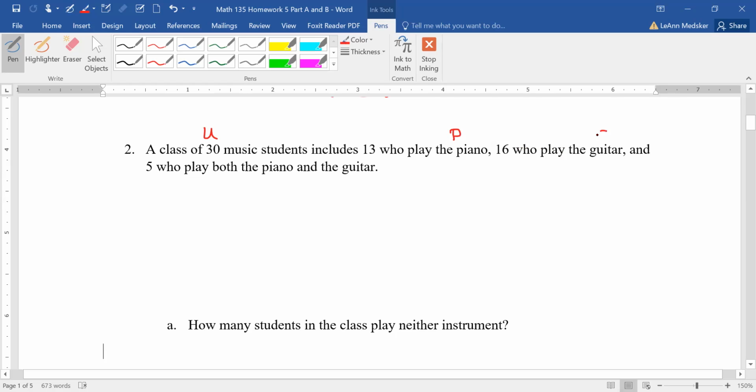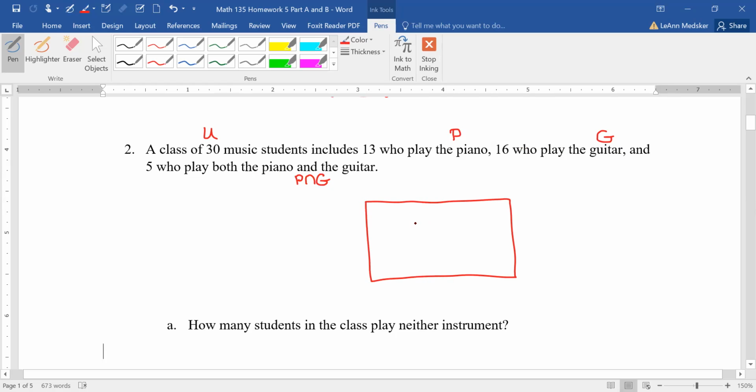We have 16 people who play guitar, so that's going to be G. And then we have 5 people who play both. Now we learned in the notes that that is an intersection when you do an "and." So that's the intersection of P and G. I like to draw the Venn diagram before answering the questions.